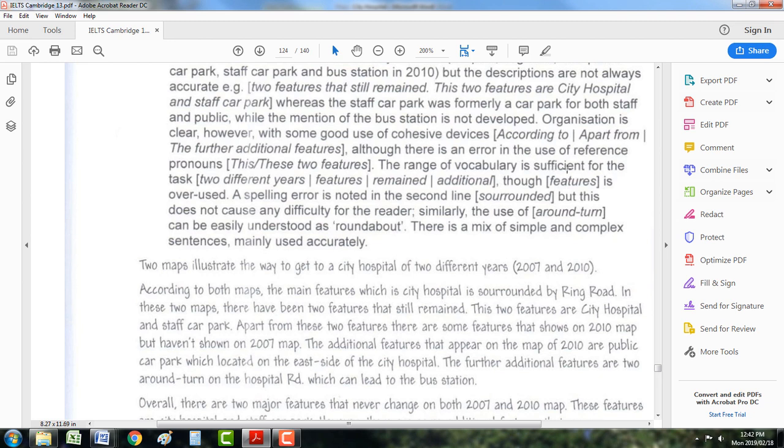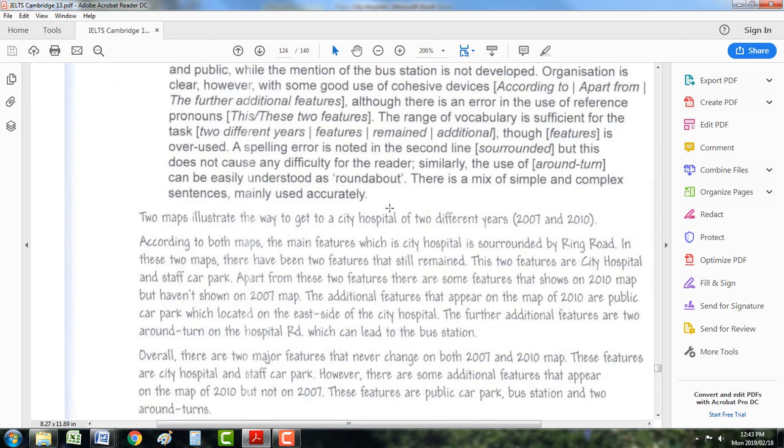The range of vocabulary is sufficient. Or spelling error, not serious. The use of this can... Yeah, the student tried to paraphrase roundabout, but that's not a good idea. A roundabout is a roundabout. If you see an apple, will you try and paraphrase apple? No, an apple is an apple.